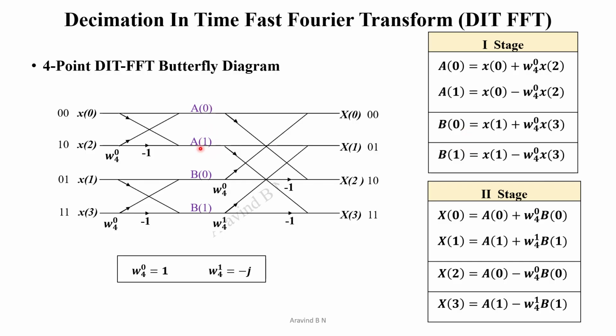Once we calculate this stage of the result, then this will be used to calculate the next stage of the result. Similarly, it has been written. So x of 0 is equal to a of 0 plus omega 4 power 0 b of 0. Similarly, it is done for x of 1, x of 2 and x of 3, and this is going to be the final answer of 4-point DIT FFT.